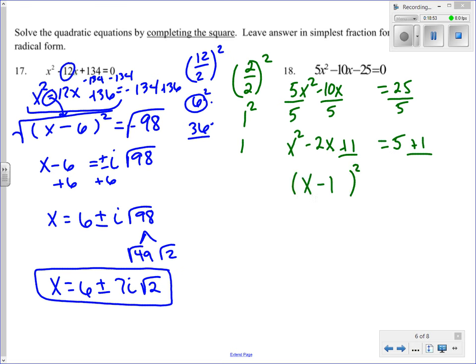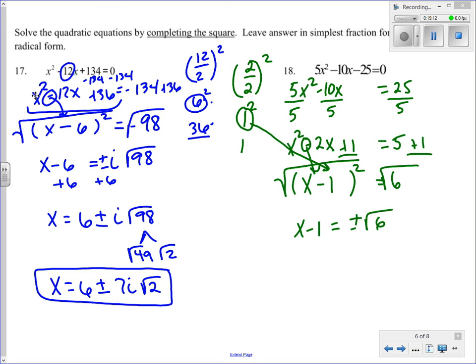Okay, and we have an x minus 1. We carried our negative down again. This second number was the number that came here. And we simplify our right-hand side to 6. Take our square root of both sides. We'll have x minus 1 equals plus or minus the square root of 6. Add 1 to both sides. We have 1 plus or minus the square root of 6 for our final answer.